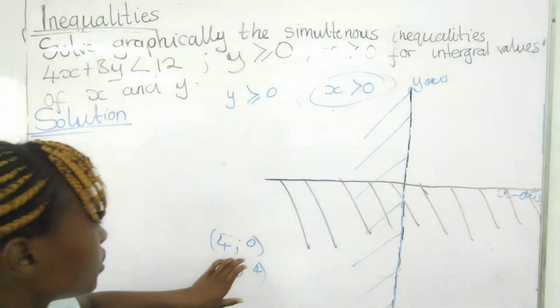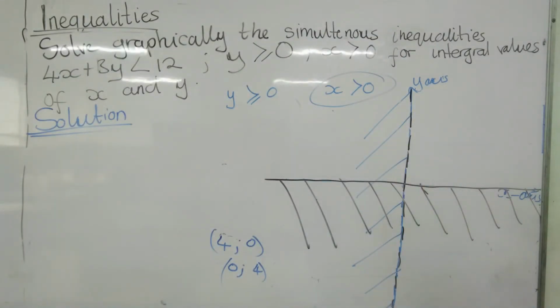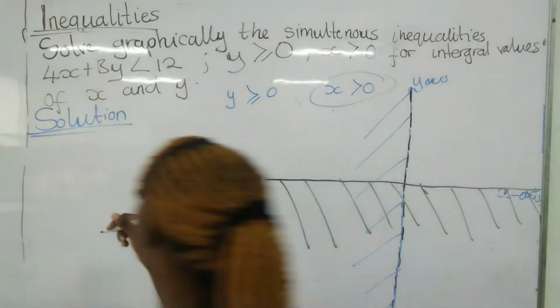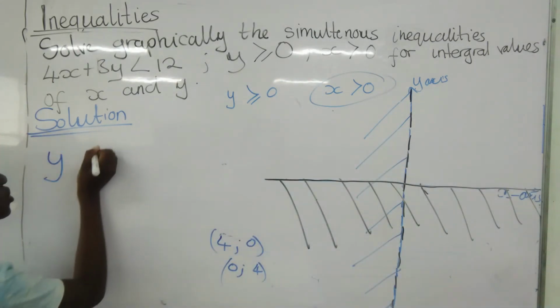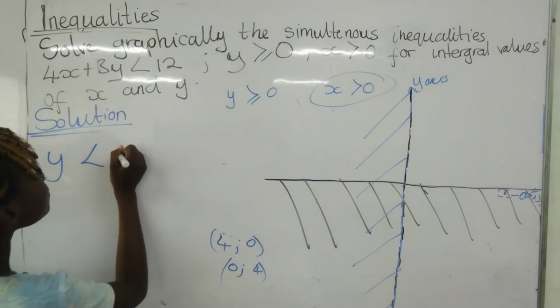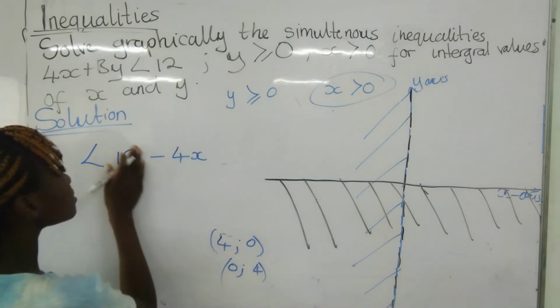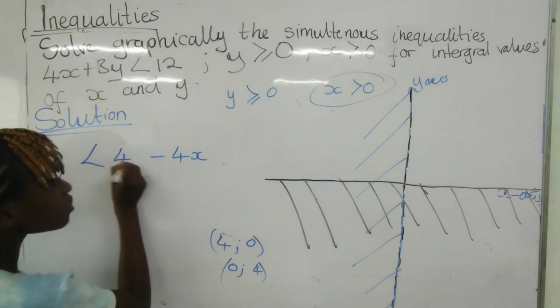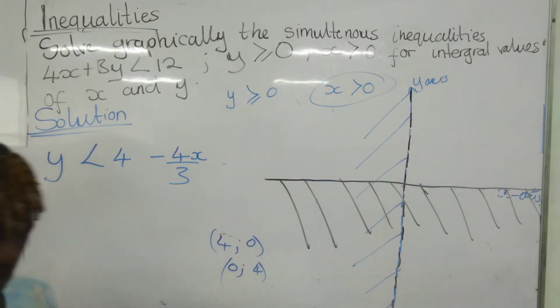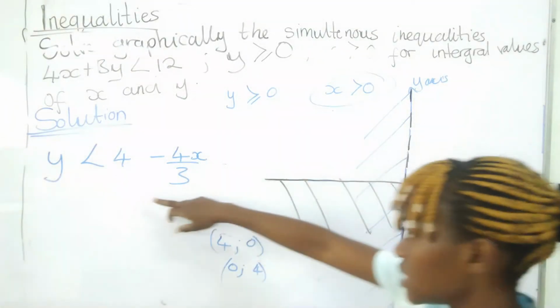So now we draw the values. I've just wiped that off here. The sum was y is less than 4 minus 4 over 3x, something like that. Okay, so now since we know it's a broken line that is needed, just a less than, we jot down our points.